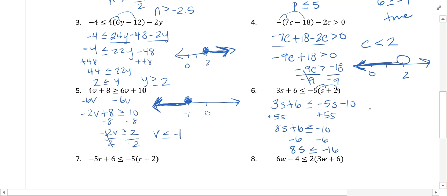I'm going to divide by 8. It's a positive 8, so even though there's a negative in the problem, I'm dividing by a positive, so the sign doesn't change. And it will say s is less than or equal to negative 2. So on our number line, that's a closed dot and going to the left.